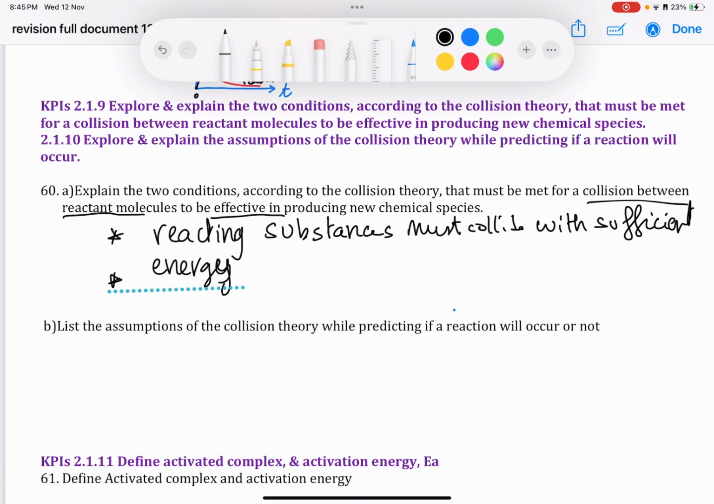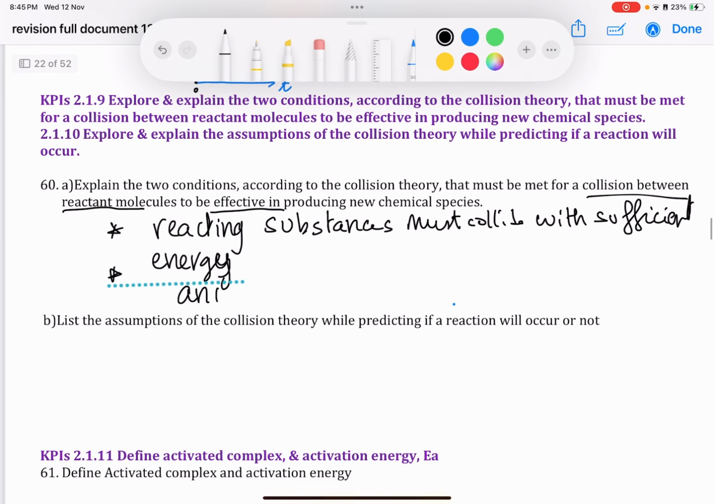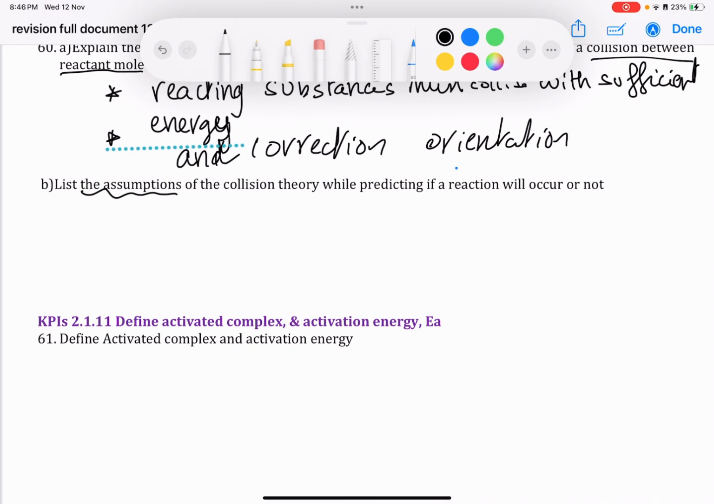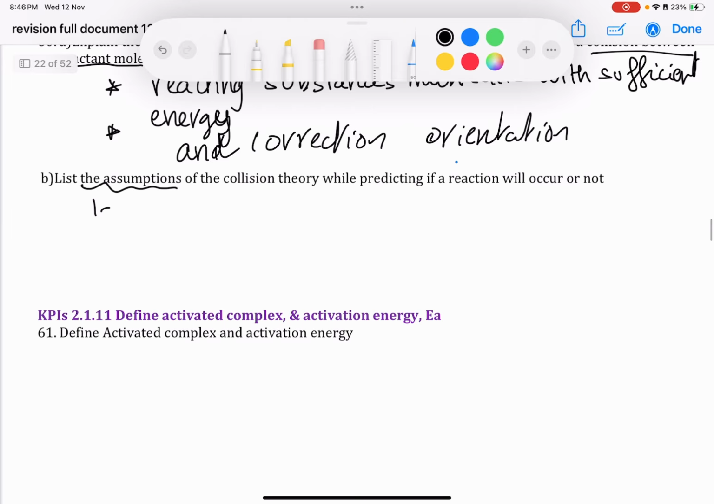So they must collide with sufficient energy and correct orientation. These are the conditions for the collision to be successful. These are also called assumptions. So the assumptions of the collision theory are 3. 1, the reacting substances must collide first.